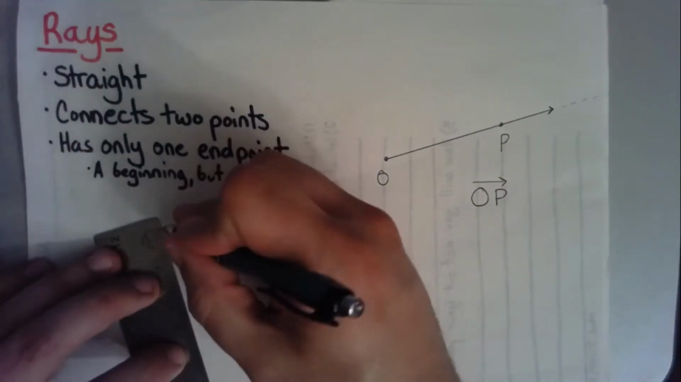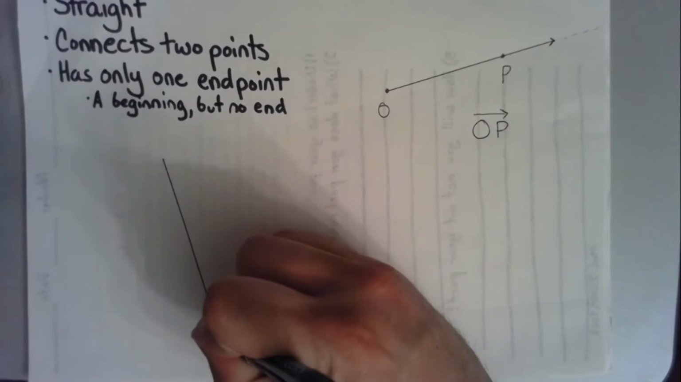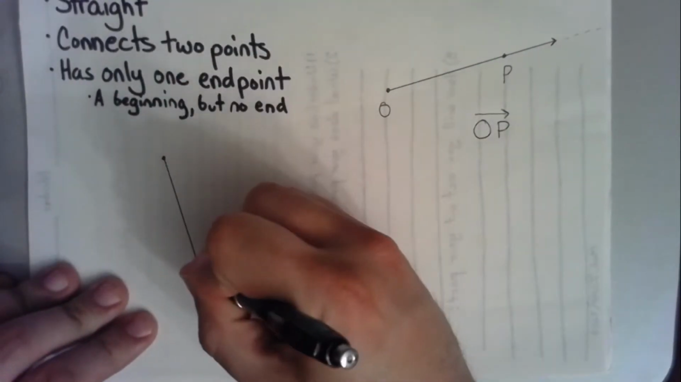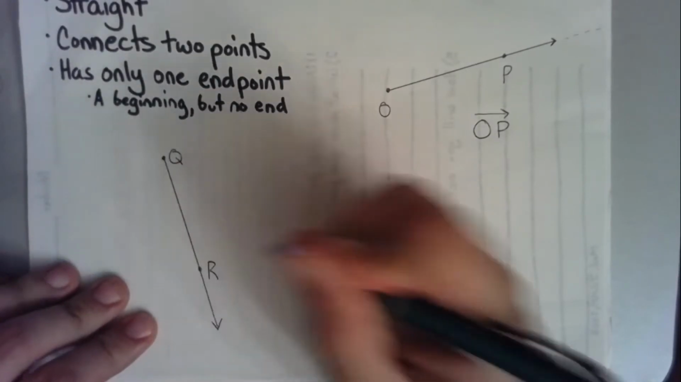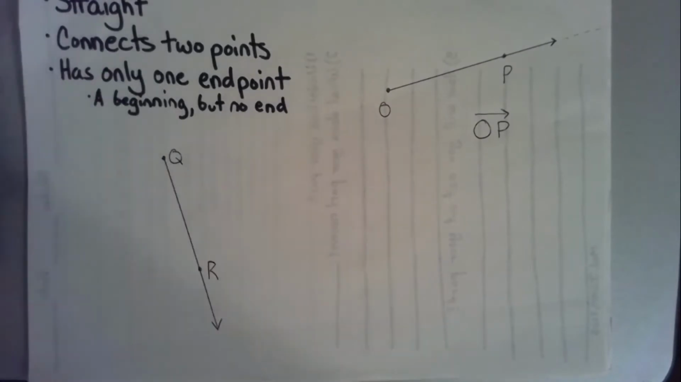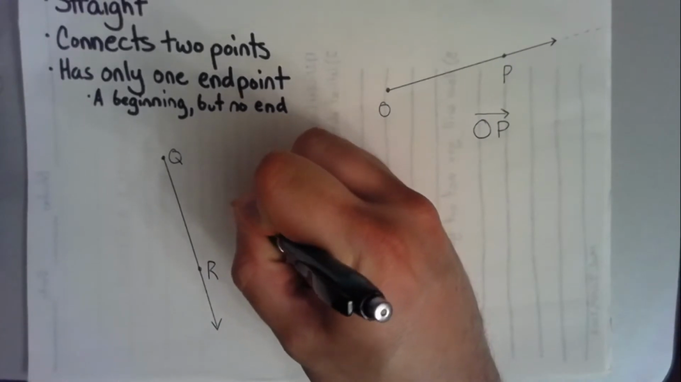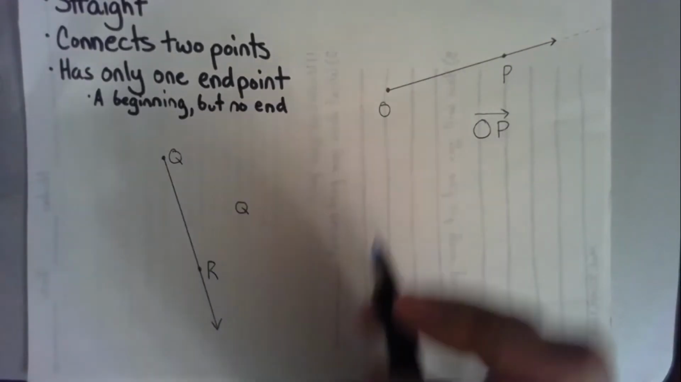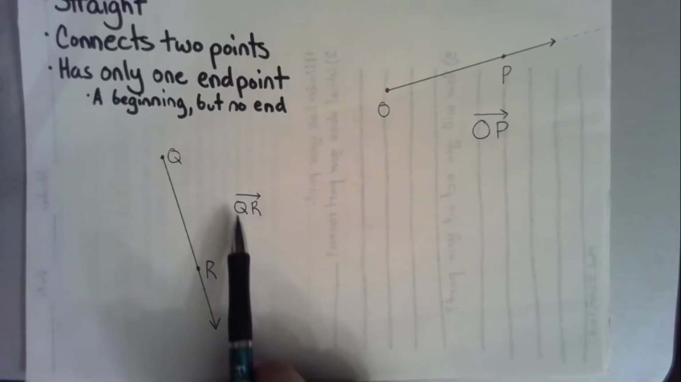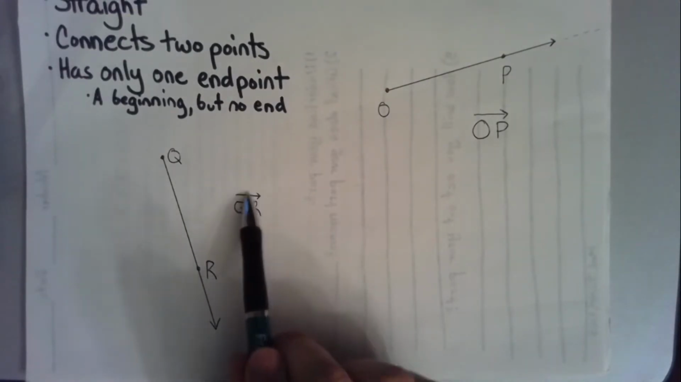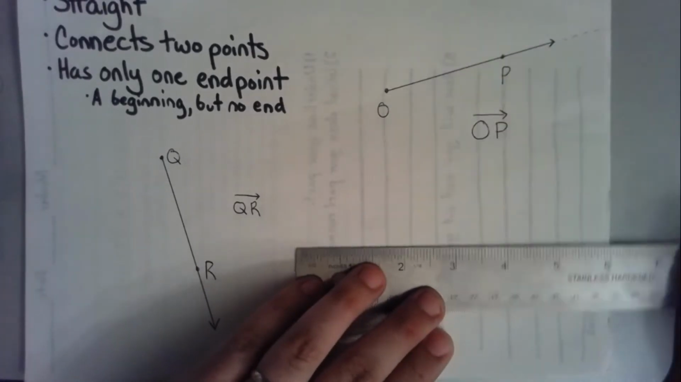I can draw a ray that goes down this way. And we're going to say that it begins in point Q, and it goes through point R. So I can name this. The first letter that I'm going to put down is going to be a Q, because that's our origin. That's where it's starting. And then it's traveling through point R. And I put my arrow on the top. Again, beginning at point Q, traveling through point R. Sometimes it can get a little confusing. Let's look at one other example here.